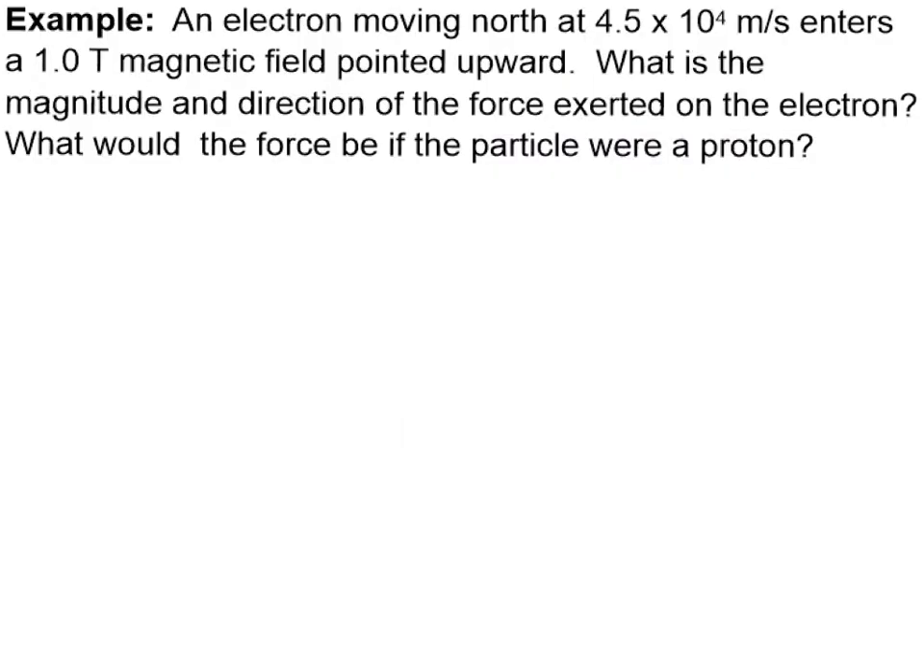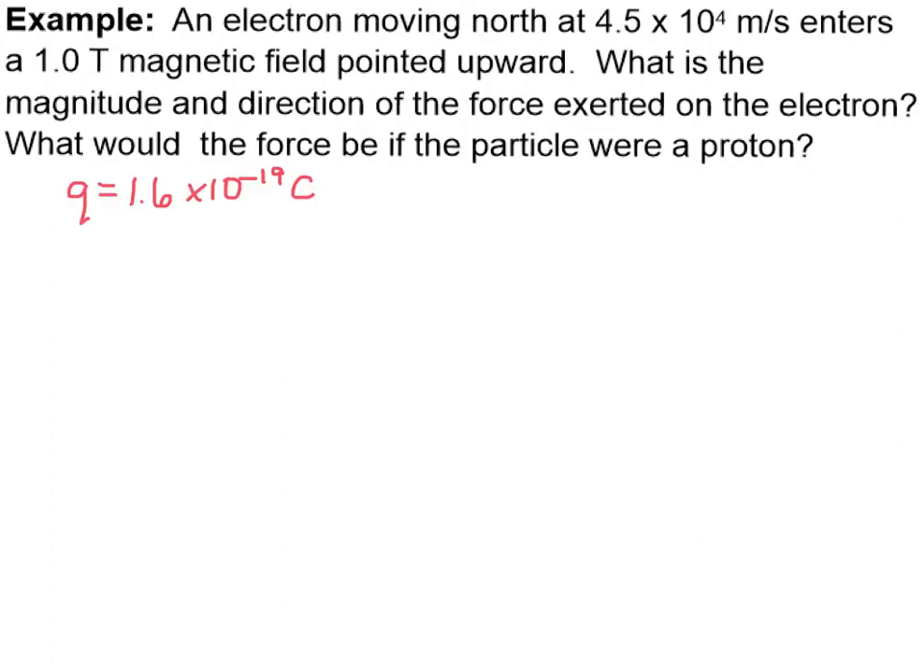Let's try an example together. Let's say we have an electron moving north at 4.5 times 10 to the fourth meters per second. It enters a 1.0 Tesla magnetic field pointed upward. What's the magnitude and direction of the force exerted on the electron? And what would be the force if the particle were a proton?